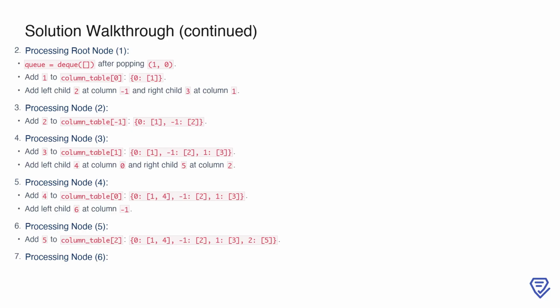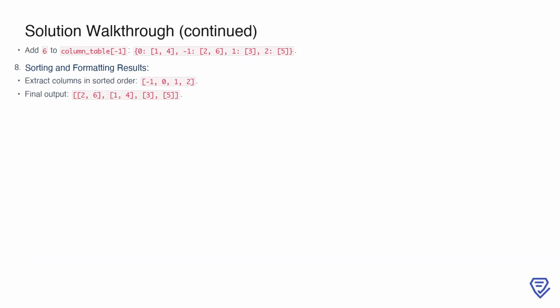Then, we process node 5, which is at column 2. Adding 5 to column_table, 2, updates the table to 0, 1, 4, -1, 2, 1, 3, 2, 5. Finally, we process node 6, which is at column -1. Adding 6 to column_table, -1, updates the table to 0, 1, 4, -1, 2, 6, 1, 3, 2, 5.